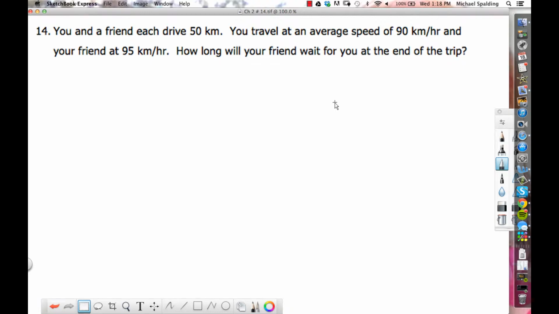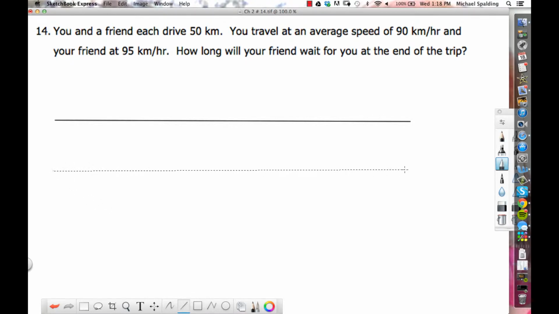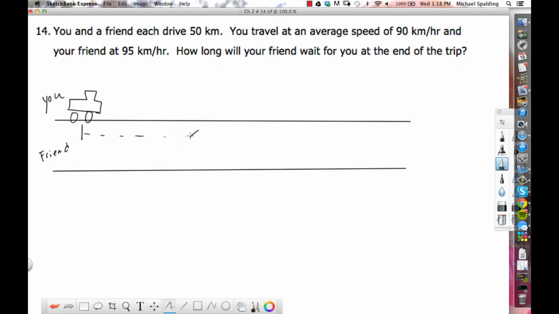So number 14. The first thing you want to do is draw a diagram. Diagrams are the key to physics problems. So you and your friend each drive 50 kilometers. I'm going to do two diagrams, one for you and one for your friend. So we'll say this is you and this is your friend, and you're both driving for the same distance. So x is 50 kilometers.